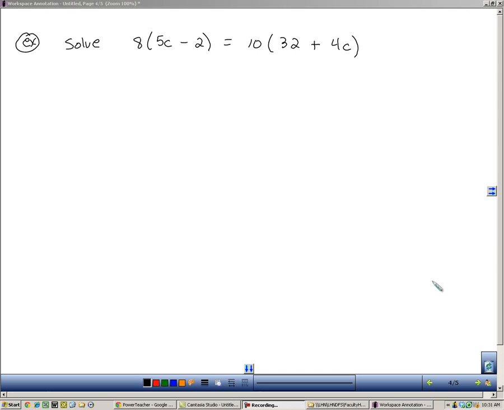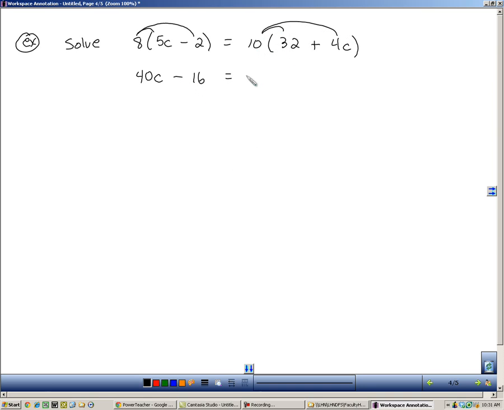Here's another example to solve using grouping symbols. I'm going to take this 8 and I'm going to distribute it to each term inside of the parentheses to remove the grouping symbols. 8 times 5 is 40c, and 8 times 2 is 16 with the minus there. Now I'm going to distribute the 10 to the second set of grouping symbols. 10 times 32 is 320, and 10 times 4 is 40 with the c.